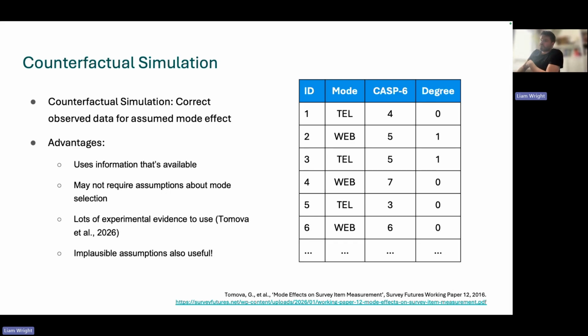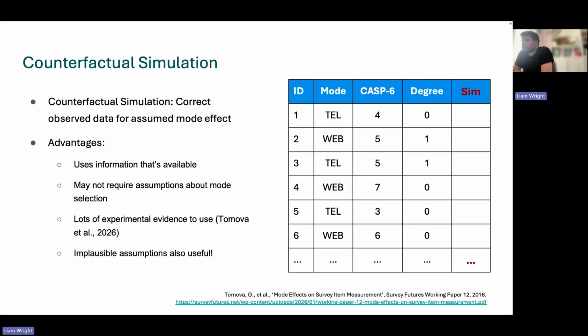So very simply, with counterfactual simulation, we're just going to create another column of data in our data set, which I'm going to call sim. And then for people in the web mode, which we're going to treat as our reference mode, we're just going to use the observed CASP-6 value for those individuals. So we've got 5, 7, and 6 respectively. For the people in the telephone mode, we instead use a simulated value. And this is simply the observed CASP-6 measure. So for instance, in the first row, that would be the value of 4 minus an assumed mode effect.